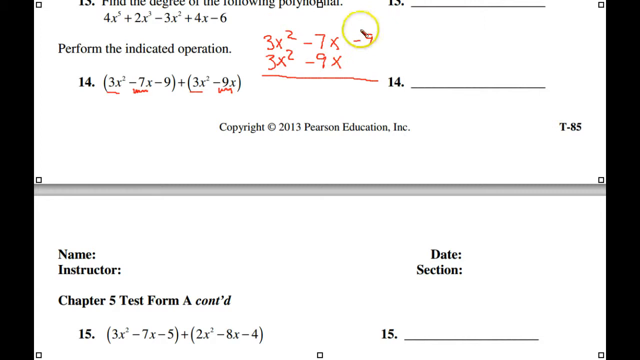Now you just physically add these up. So this is going to be 6x squared. This is going to be minus 16x minus 9. And that's all they're asking you to do. Adding, combining like terms.